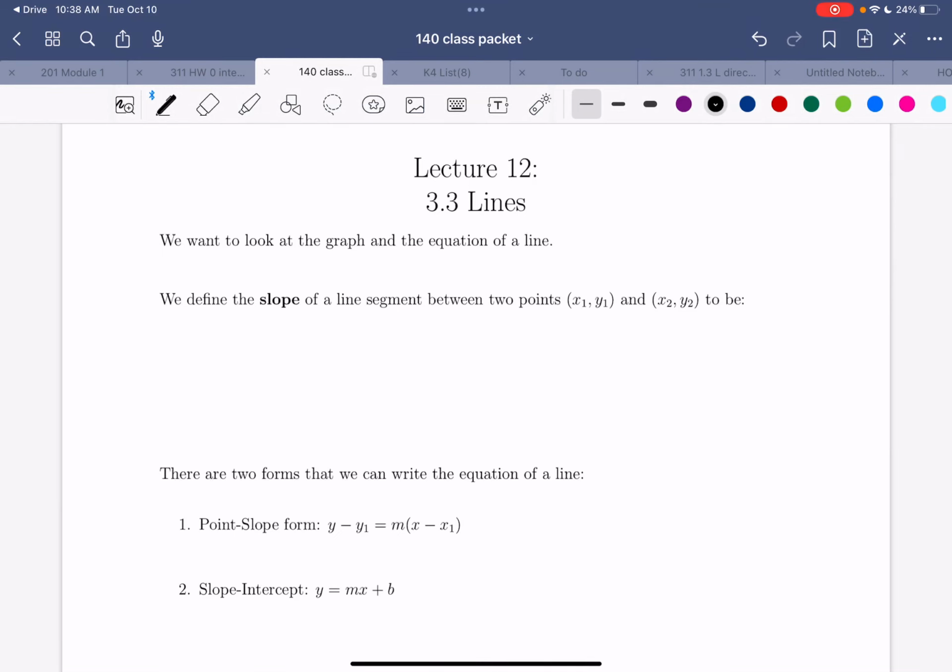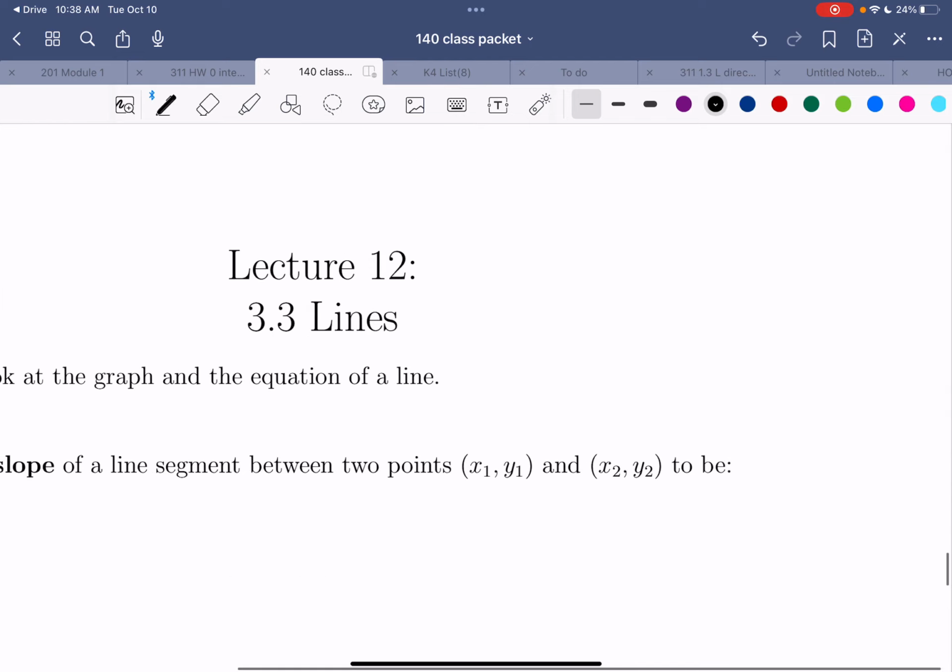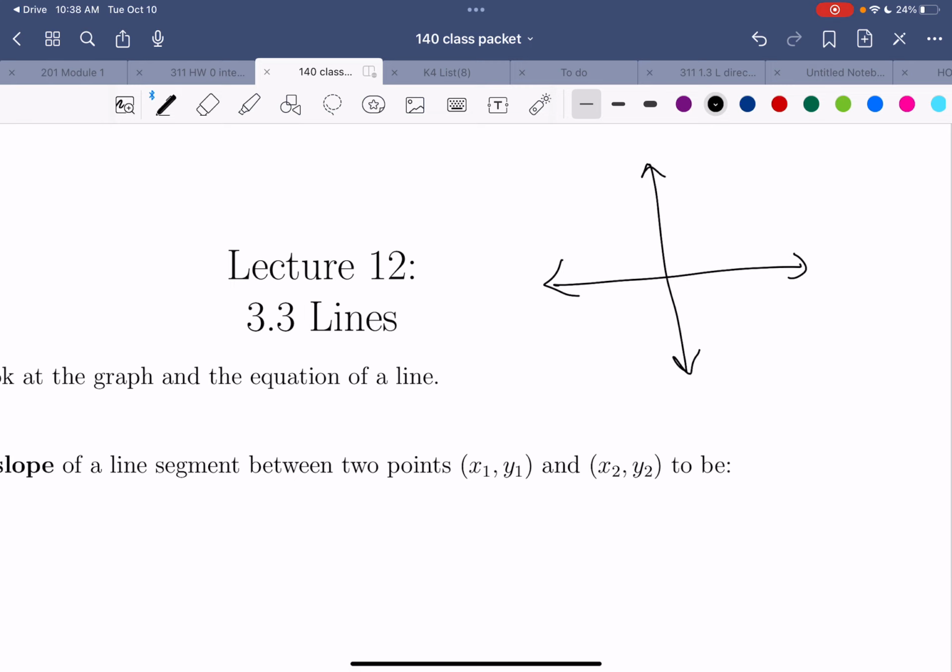Hi all, this is lecture 12 on section 3.3 where we're going to talk about lines. So what we want to do is talk a little bit about the graphs and the equations of lines and how those things are related. What I mean by that is when we graph something that is a straight line, we use 2 points and a straight line that connects those 2 points, okay?